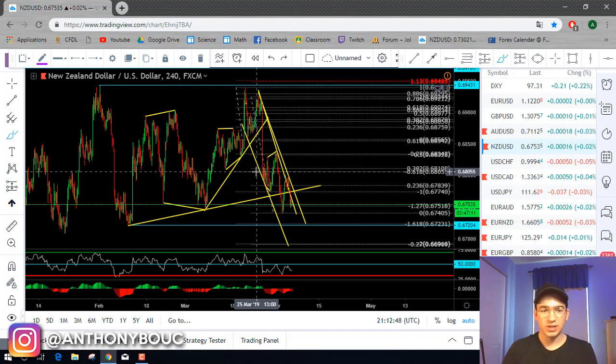Anyway, so that was the trade breakdown for New Zealand dollar. We saw everything when it comes to either the entry, the stop, the target, the analysis, and all of that. So that was the trade breakdown for New Zealand dollar.